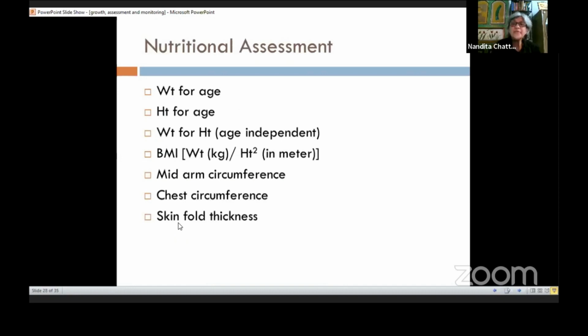So to sum up, for nutritional assessment, what are the assessments that we commonly do? Weight for age, height for age independent, weight for height, BMI, mid-arm circumference. Chest circumference for smaller kids. And one more thing I hadn't mentioned so far is the skin fold thickness, where you assess the thickness of the soft tissue with a calipers.